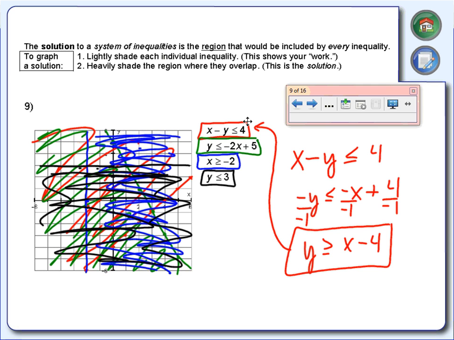Come on up. I need you to darken in the area where all 4 overlap. It's kind of hard to tell with ours. Hopefully you can find it in there. Where do all 4 overlap each other? Darken in that part. All right, so that's that funny looking shape there. There you go. Everybody see that?